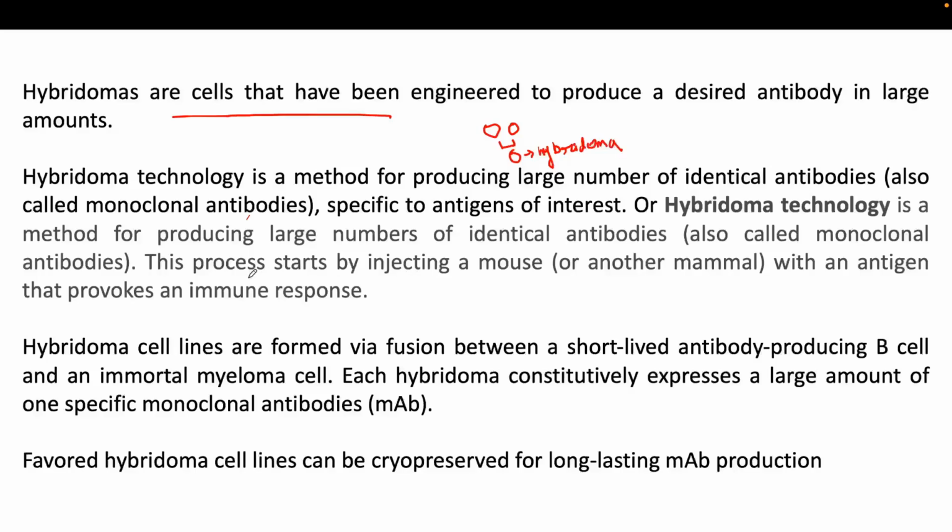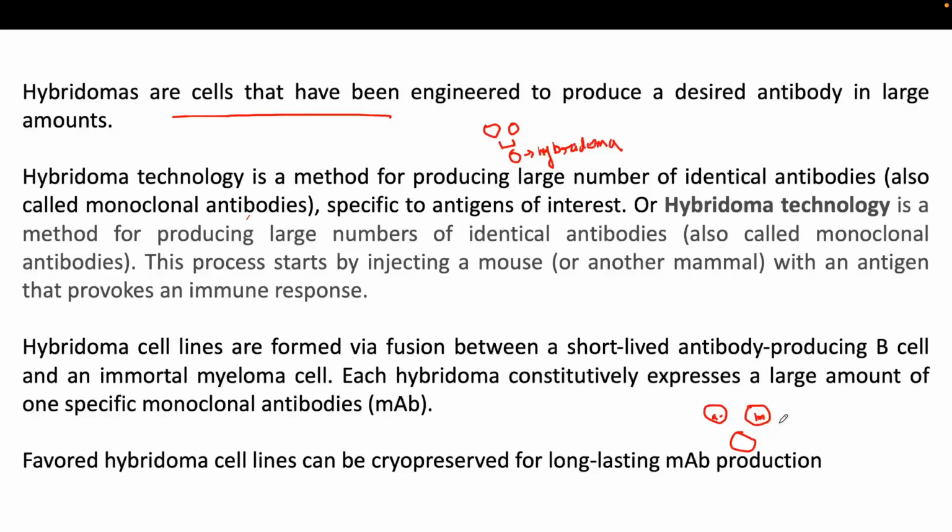The principle behind this hybridoma cell technology is that it has two different cells. One cell has the antibody producing capacity, and the other cell has immortality. When you fuse these two cells together, the hybrid cell will have both natures: continuous antibody production as well as immortality. So this is the basic principle behind hybridoma cell technology.